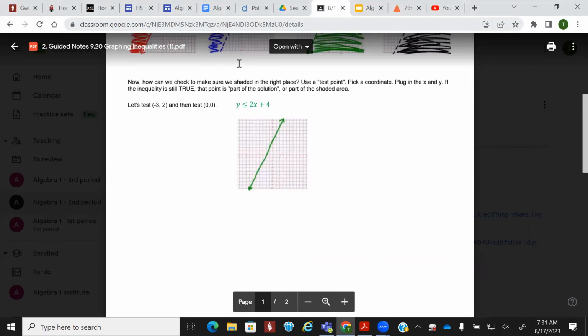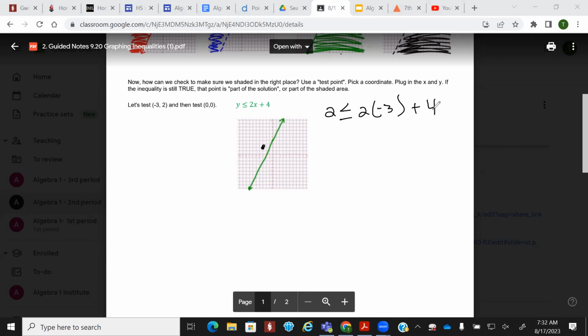Here's how we can check. I've never been good at memorizing those kinds of things, so I always make sure that I pick a test point and then I check it. For instance, let's take the point -3, 2, which is right here. Let's plug it in and see if it's a true statement. We're going to plug in 2 for y and -3 for x. So we have 2 is less than or equal to 2 times -3 plus 4.